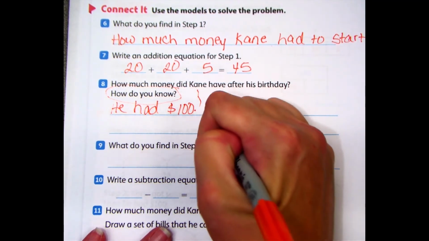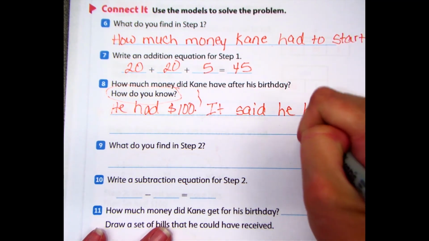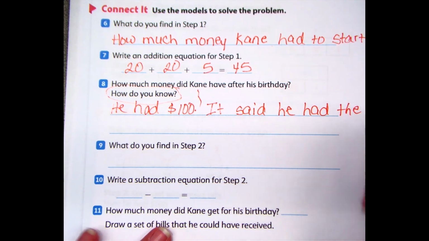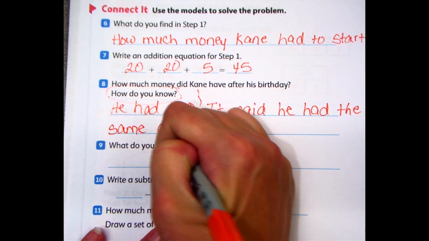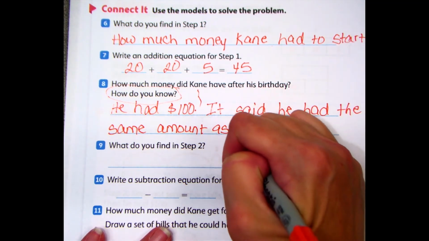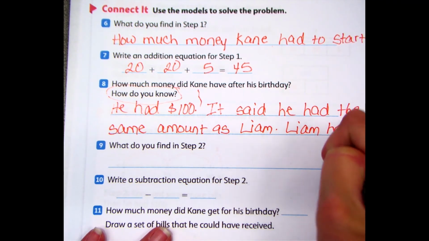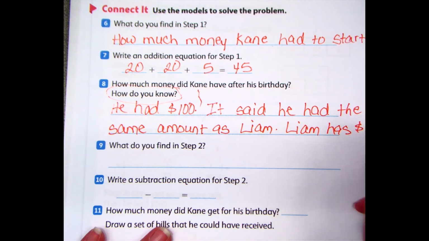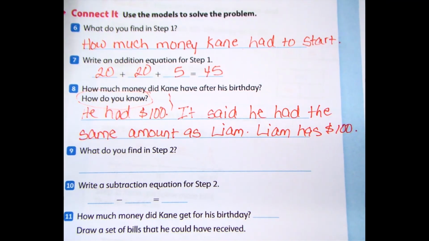Okay, it said he had the same amount as Liam. And Liam has $100. Okay? So the problem told us how much he had. 9, what do you find in step 2?